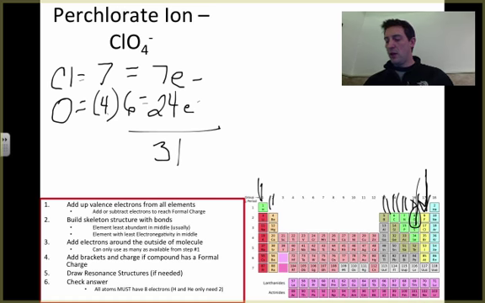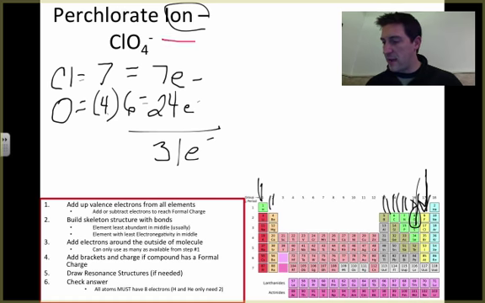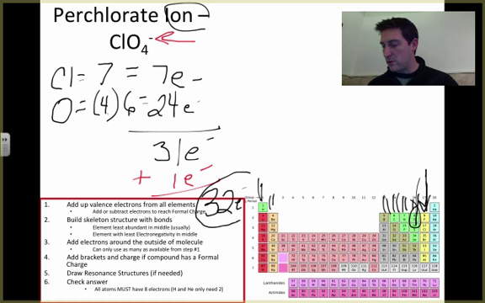I get 31 electrons. One thing I have to remember is this is perchlorate ion, right? So it's got an overall negative charge. I can't leave that off. That overall negative charge tells me that an electron, a negatively charged electron, had to come in and join this. So I have to add an electron down here at the bottom so that I have the correct number of electrons to build this. That gives me a total of 32 electrons. Let me circle that.